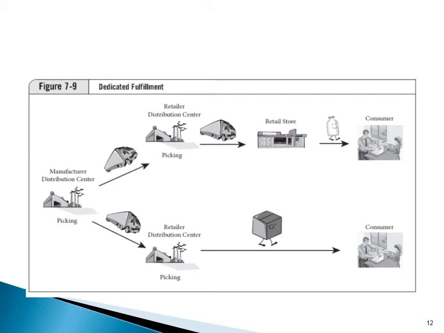So this figure talks about that dedicated fulfillment which we have just discussed. We see that from the manufacturing distribution center, goods are moved by truck to retail distribution centers. Now there are two retail distribution centers. One is dedicated for retail stores, the other is dedicated for direct customer shipment. So the retailers sell their goods directly to the customer in individual units. Similarly, the retail distribution centers can pick up goods and put those in cases and ship it to consumers.